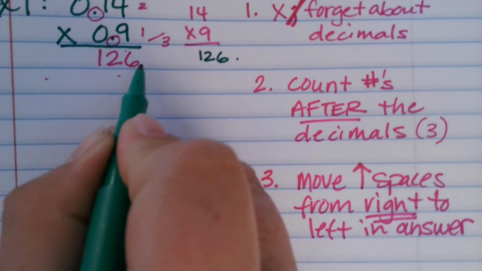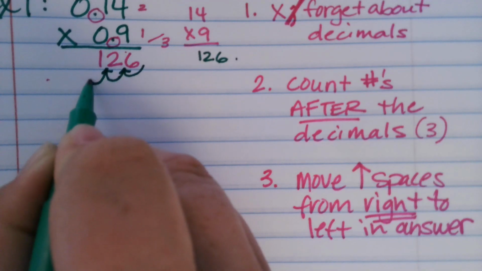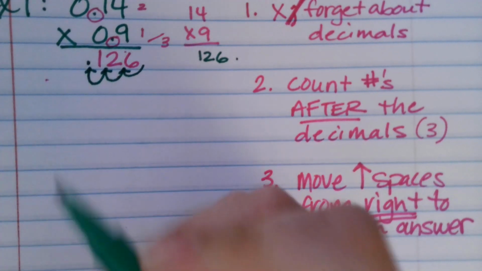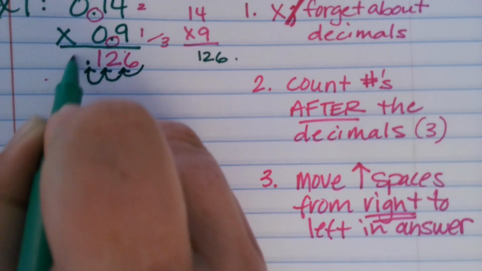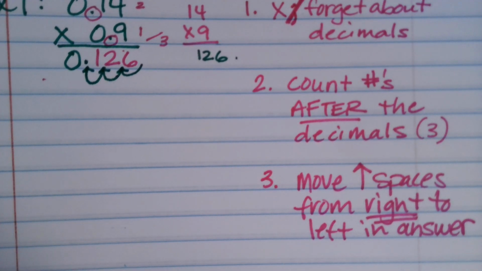Ready? So I start here and I go 1, 2, 3. So it's going to go right in front of the 1. And I'll go ahead and add a 0 to make sure that we understand there are no whole numbers.